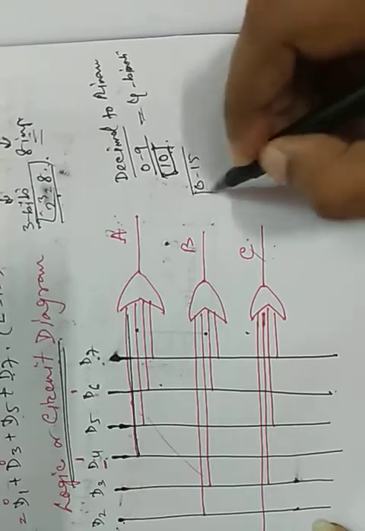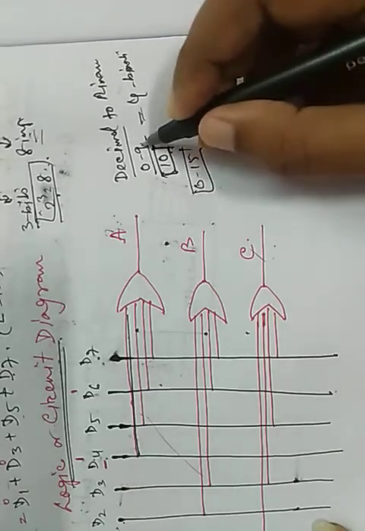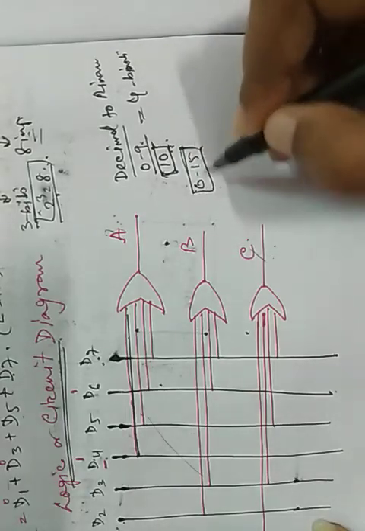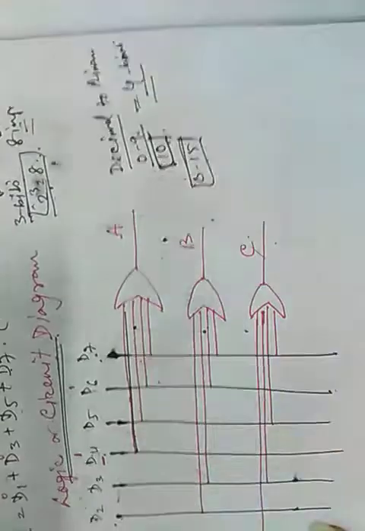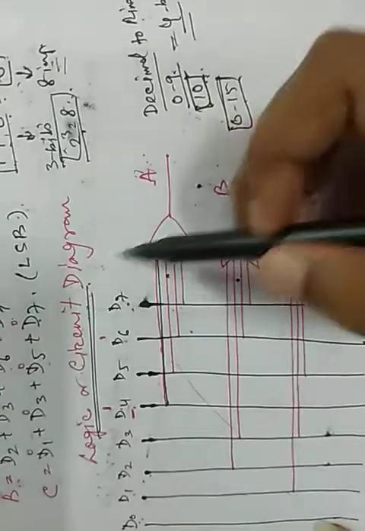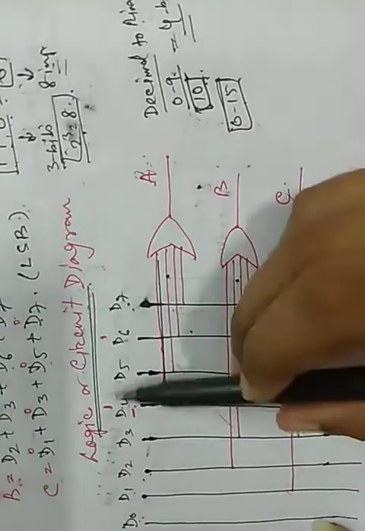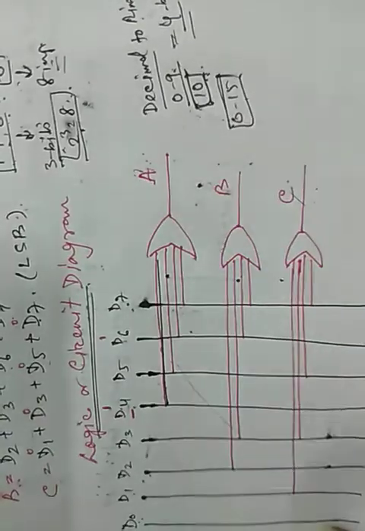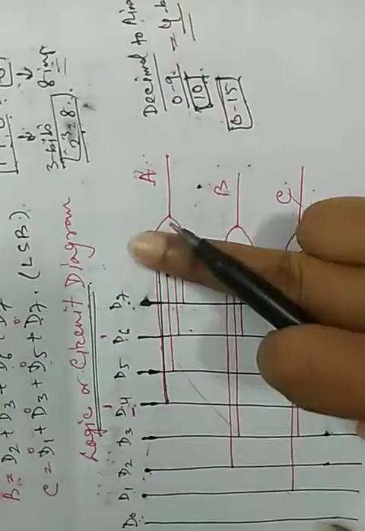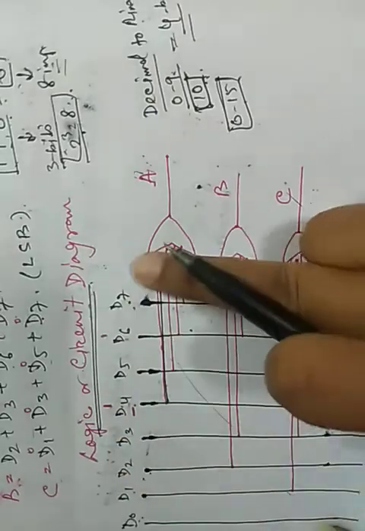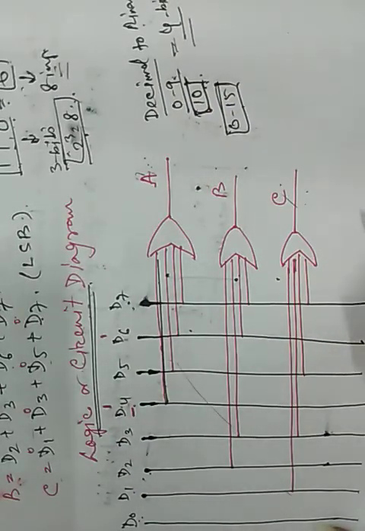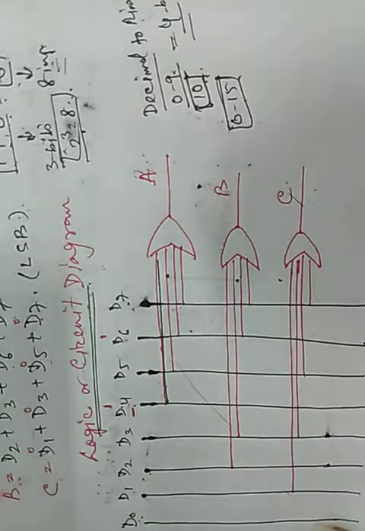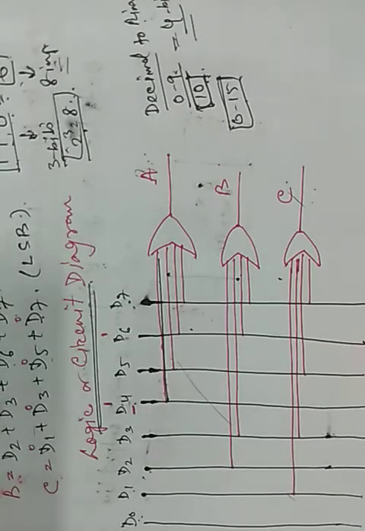Within 0 to 15, obviously 0 to 9 is included, so this 0 to 9 can be used in the decimal to binary form. Similarly, in the same manner we can draw the circuit diagram of the decimal to binary encoder. There are 10 input lines D0 to D9 and 4 output values. So this is all about the octal to binary encoder.